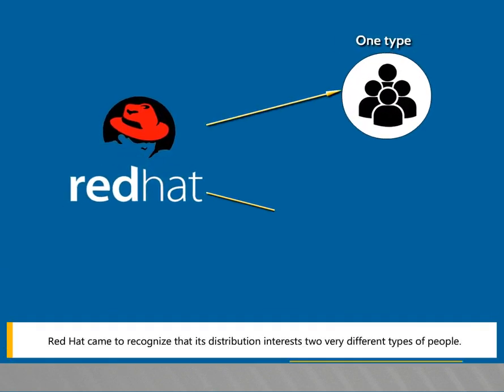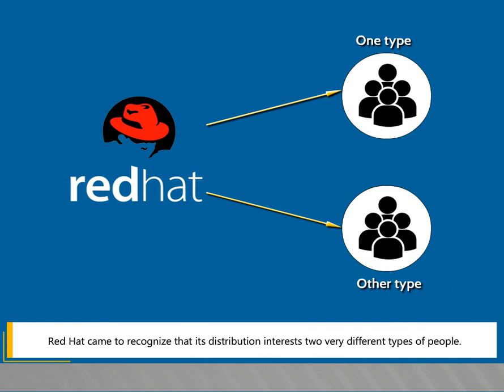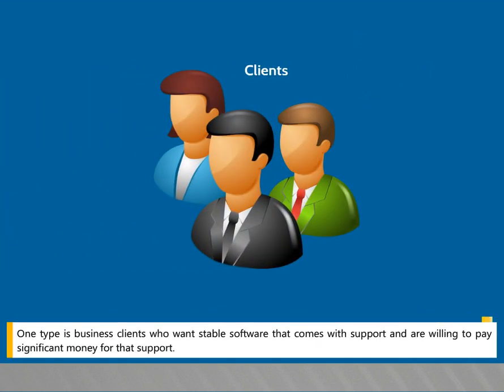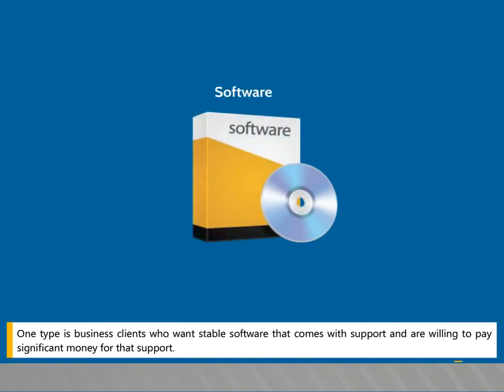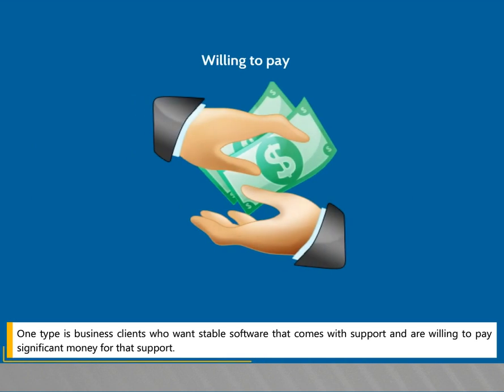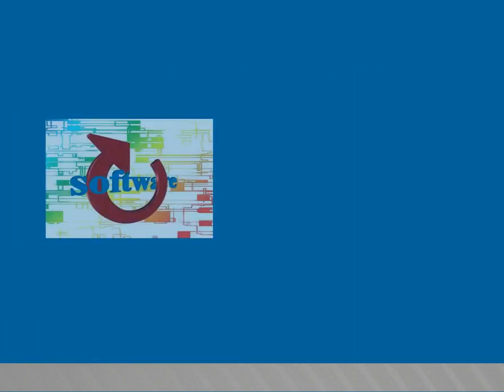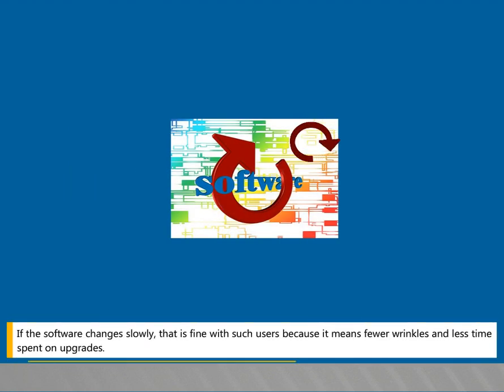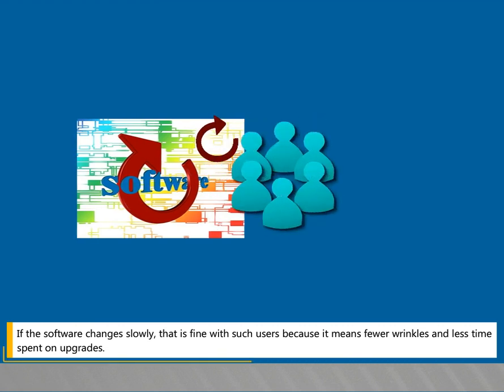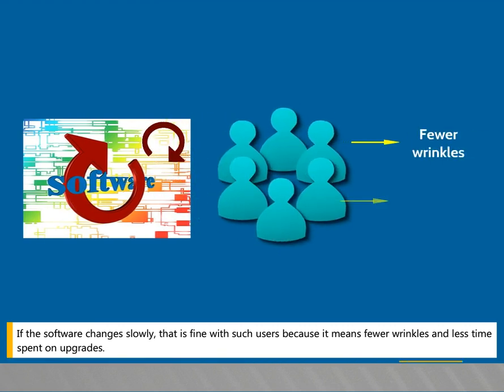Red Hat came to recognize that its distribution interests two very different types of people. One type is business clients who want stable software that comes with support and are willing to pay significant money for that support. If the software changes slowly, that is fine with such users because it means fewer wrinkles and less time spent on upgrades.